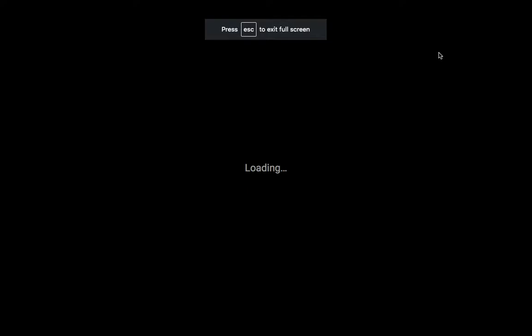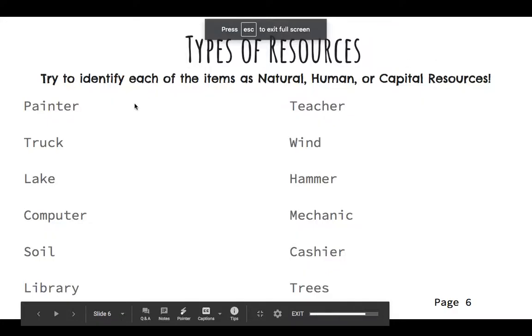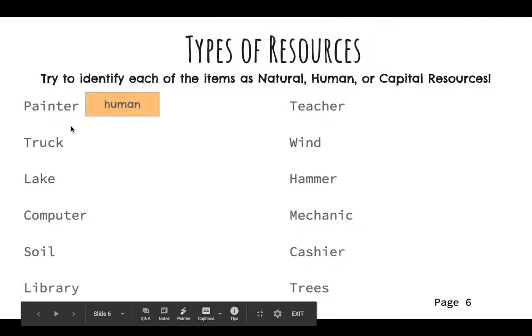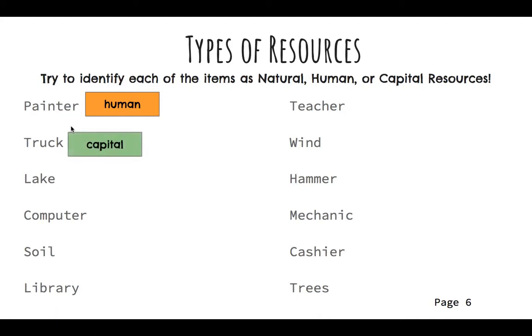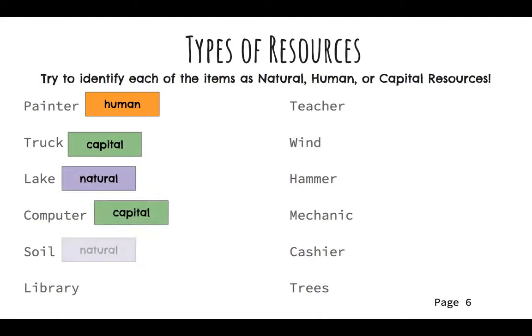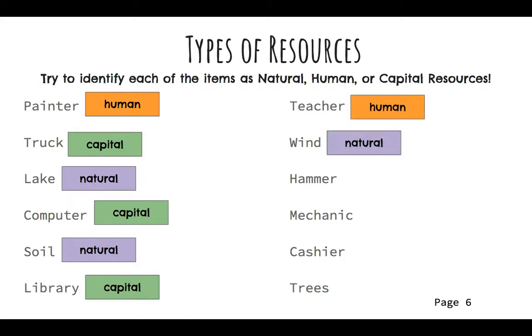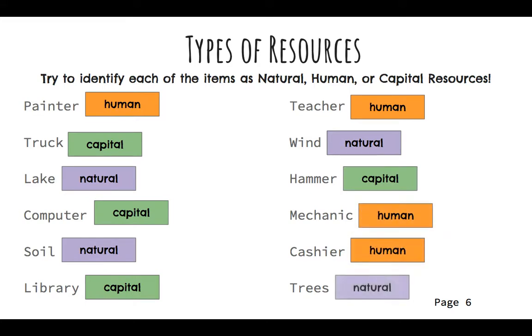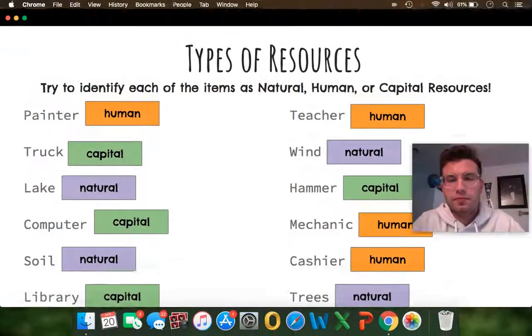So we've got different types of resources. A painter, that is a human resource. A truck, capital resource. A lake, natural. Computer, capital. Soil, natural. Library, capital, because it's a place. Teacher is a human resource. Wind, natural. Hammer, capital. Mechanic is a human. Cashier is a human. And trees are natural. I know that was fast.